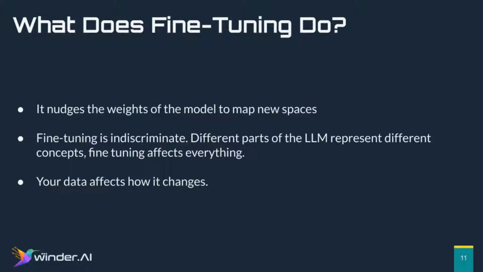Fine-tuning, as it's normally done, is indiscriminate. Different parts of the LLM represent different concepts. So think of the LLM as like a giant stack, a giant sandwich of these weights that can be trained on different ideas, different concepts, different meanings. Fine-tuning affects all of them at the same time. And even if you're talking about LoRA or an adapter-like method, or if you're just fine-tuning on the raw weights, effectively you're changing all of them at the same time.